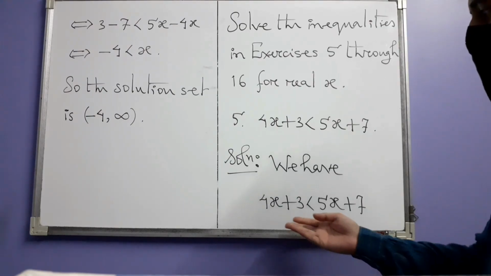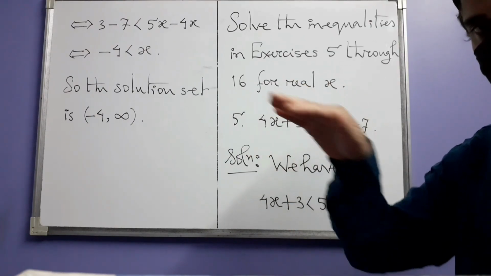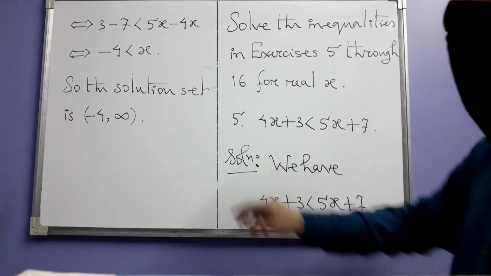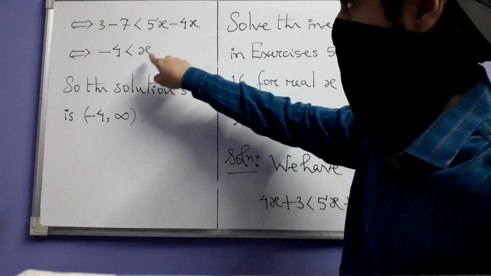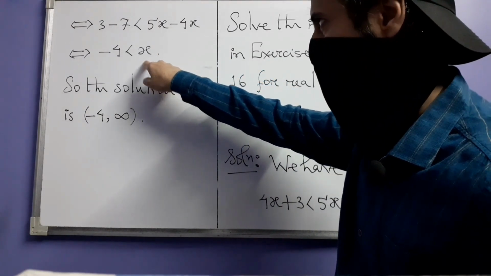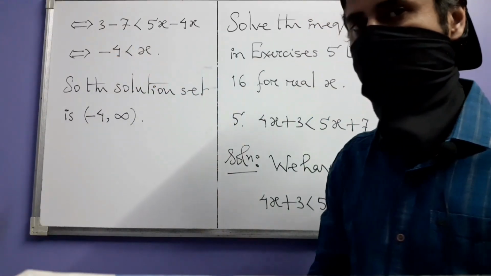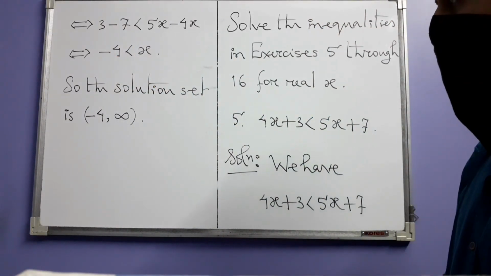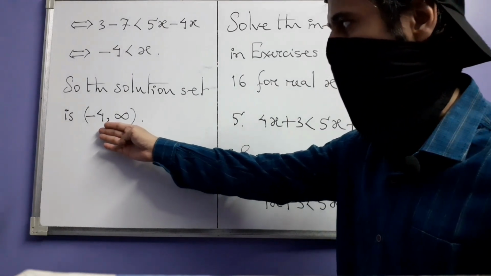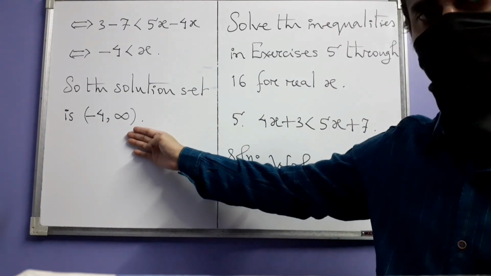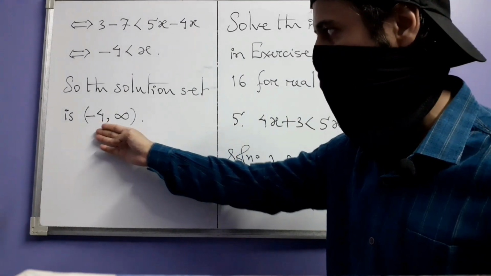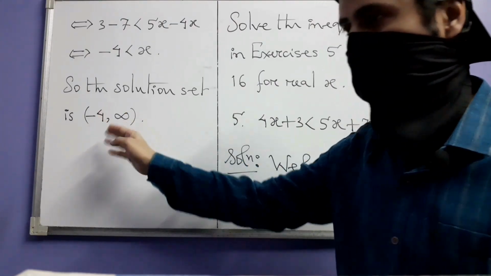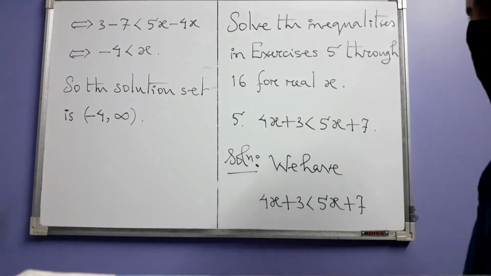If you want, you can do it in 2 steps. I mean, you can really write 2 steps. So this becomes 5x minus 4x, which is x, and this becomes 3 minus 7, that is minus 4. So x needs to be greater than minus 4. And so the solution set is the interval consisting of all real numbers greater than minus 4, which is this open unbounded interval (minus 4, infinity).